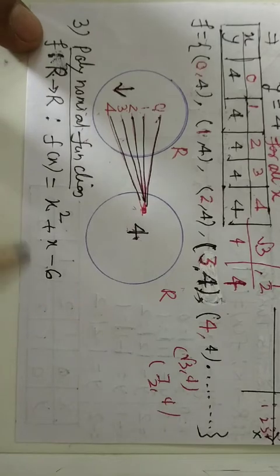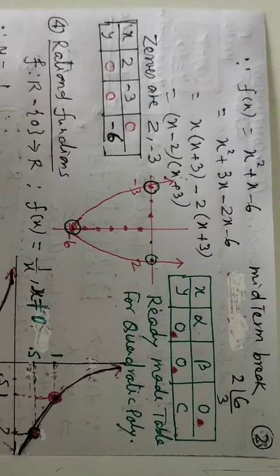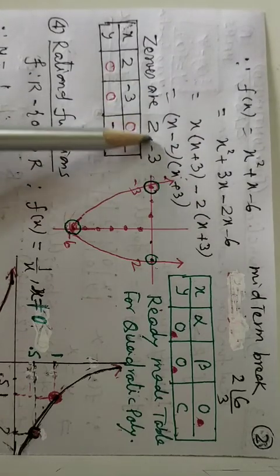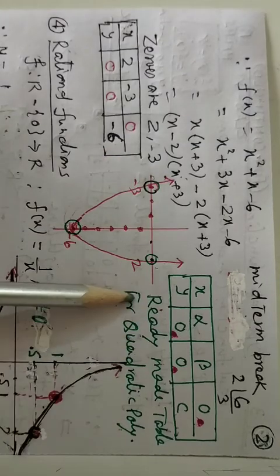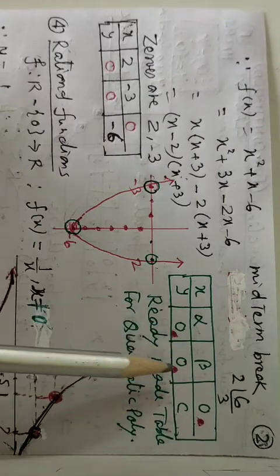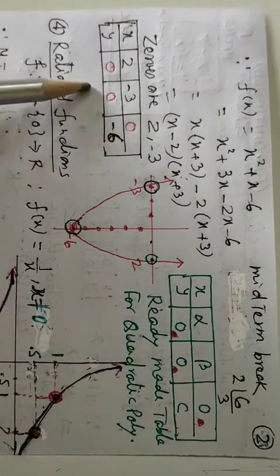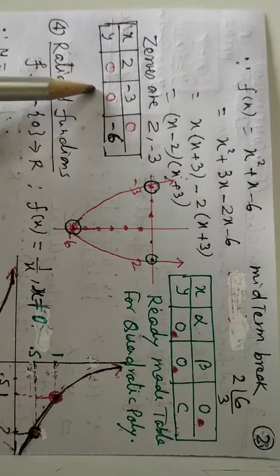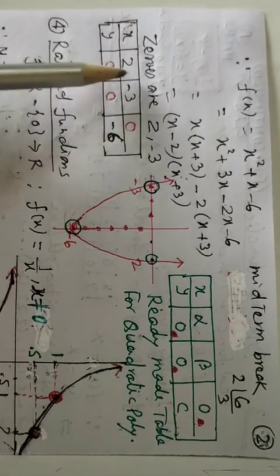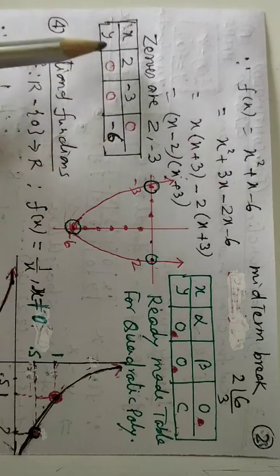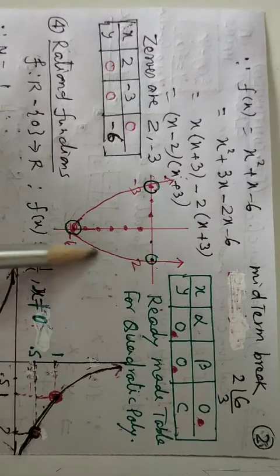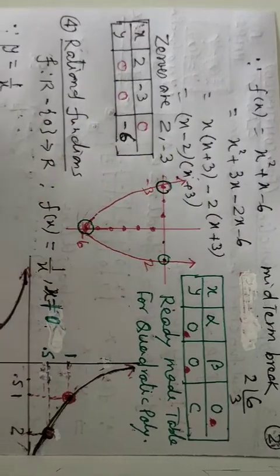Polynomial function you know from class 9 and 10. So for the polynomial function, after the mid-term split, we get alpha and beta as 2 and -3. This is the ready-made table for the quadratic polynomial, first table. So alpha, beta, 0, 0, 0, c: put in alpha 2, beta -3, 0, 0 already written, again 0 already written, c is -6. Now display these points on the graph paper: 2, -3, -6, and an upward parabola, as you know from class 10, not hard. This is the graph of the polynomial function.